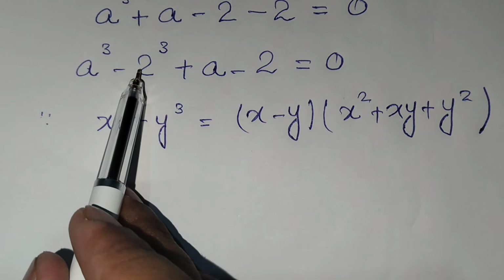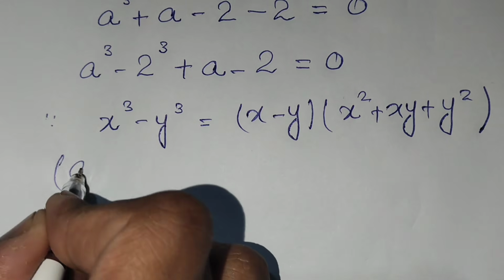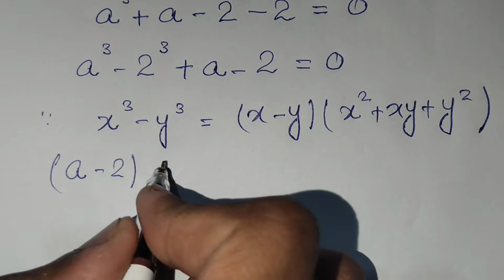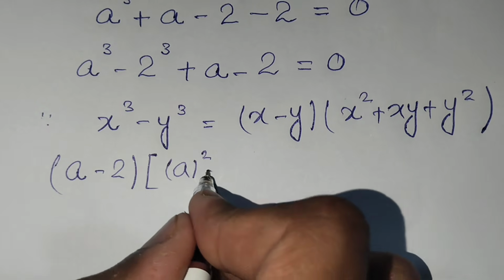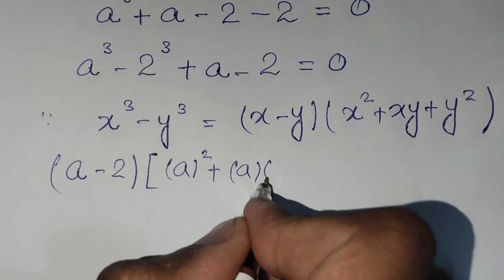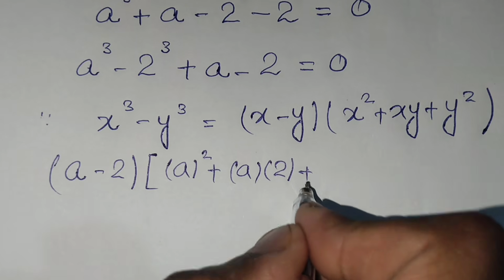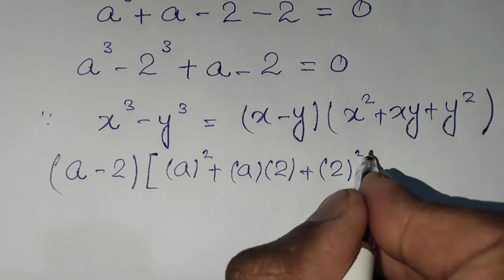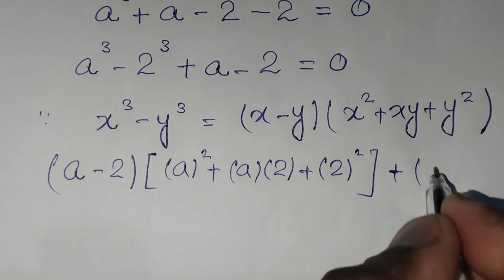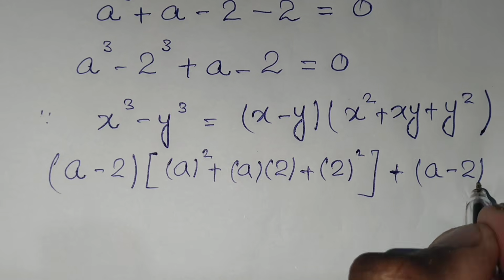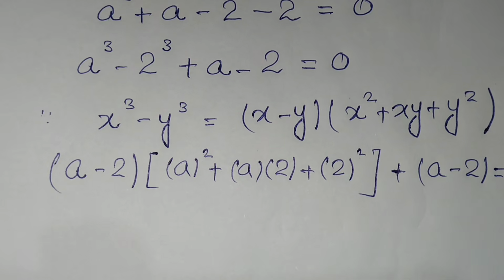So applying the formula here, we have a minus 2, a square plus a into 2 plus 2 square, plus a minus 2 as it is, equal to 0.